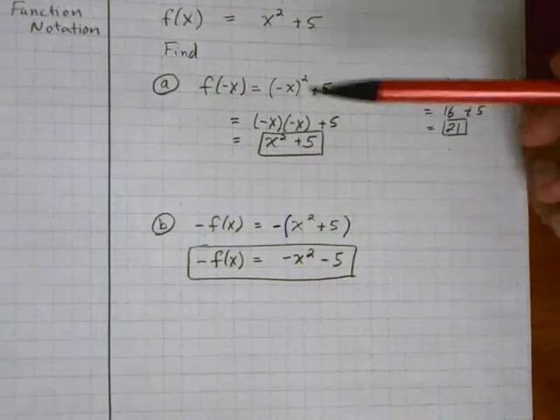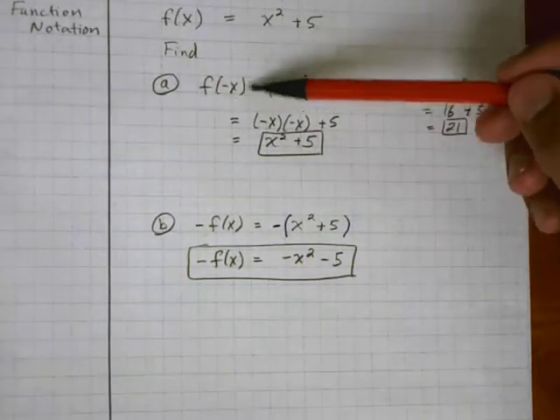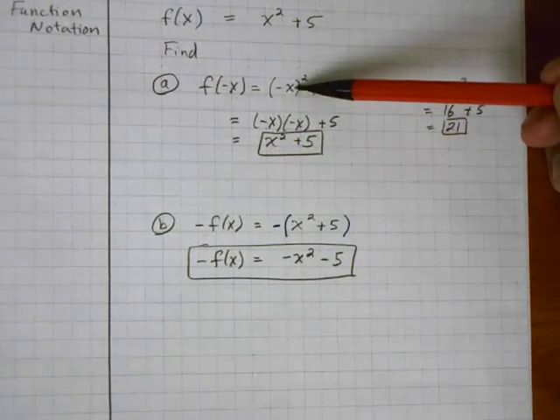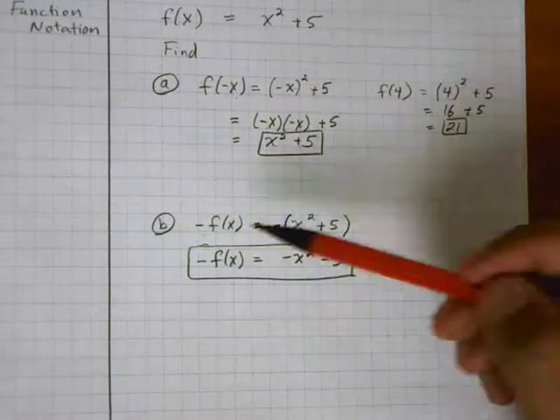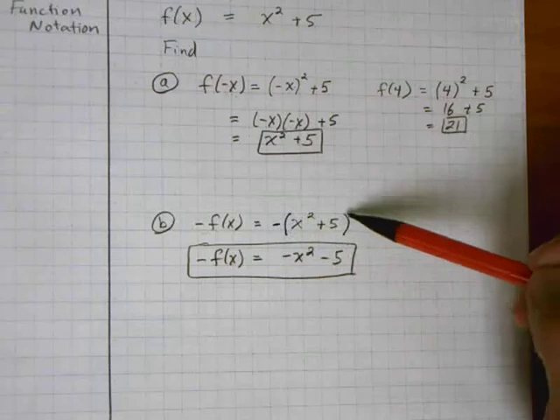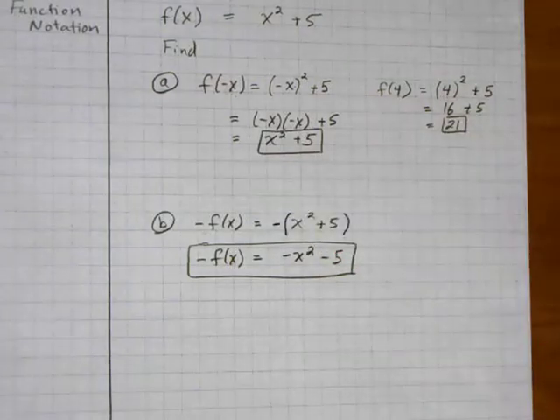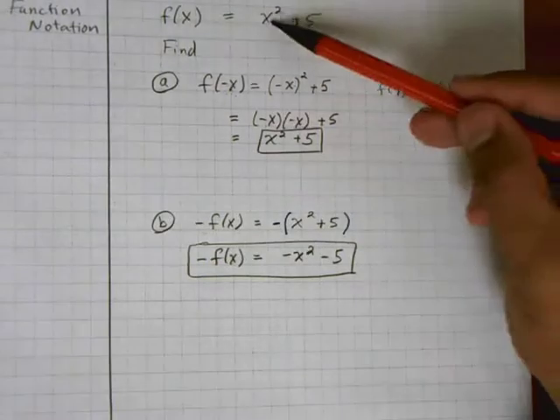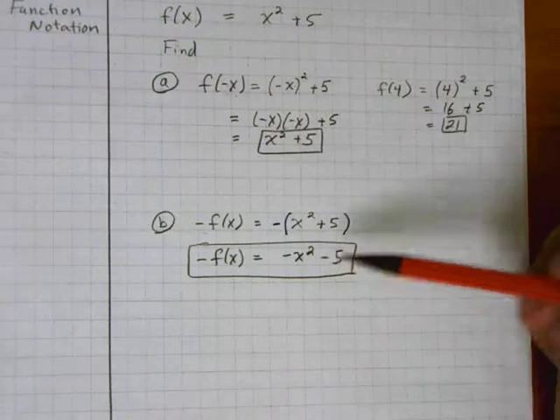So two ideas here with function notation. When you have a negative x inside the parentheses, that means to substitute negative x in for x. Okay, so instead of x, we substitute a negative x. Here you have a negative in front of the function, so that means to put parentheses around the entire function and write a negative in front of it, and effectively reversing the sign of every term in the function. So it used to be x squared, now it's negative x squared. It used to be plus 5, now it's minus 5.